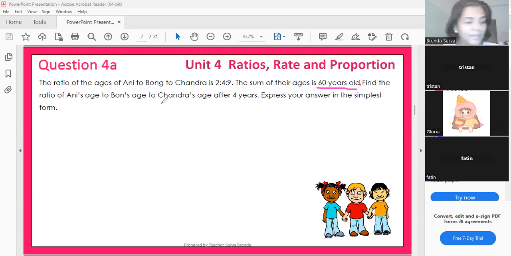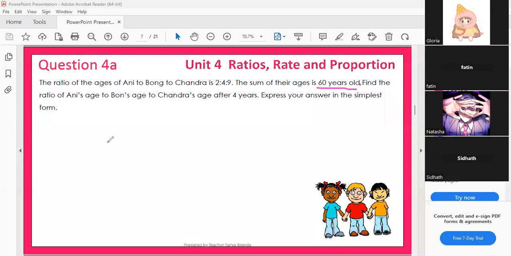Express your answer in the simplest form. I love this question. I like this kind of question a lot. Okay, all of you, try. I will pause the recording. Right, guys, we'll have to resume and start the explanation now.